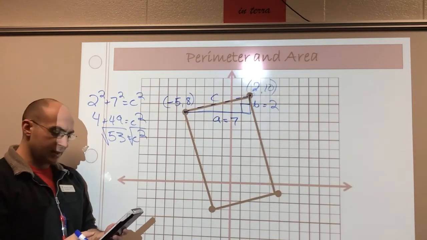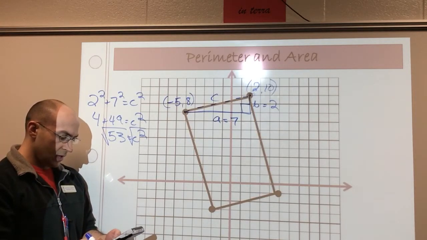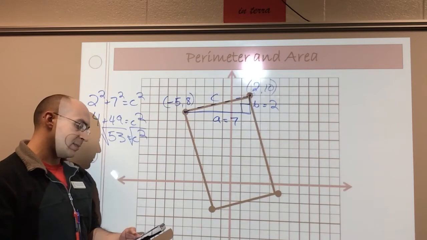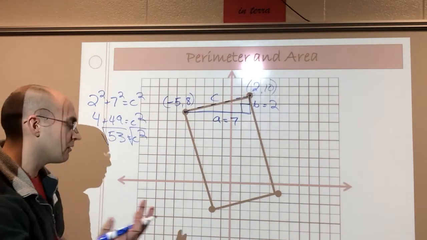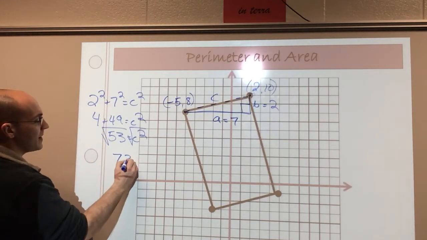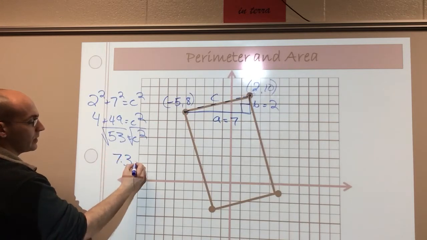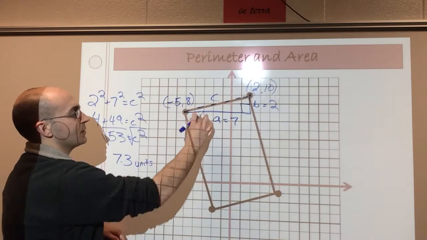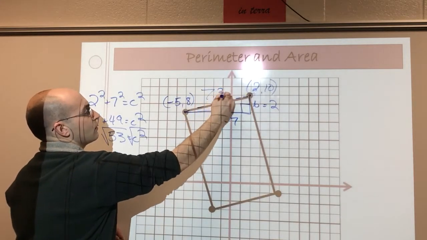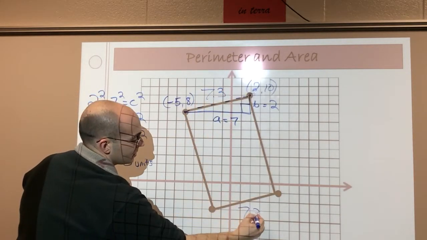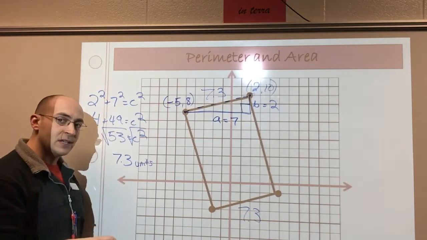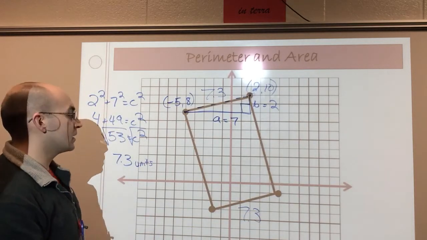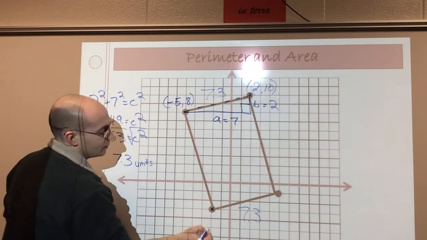And let's just round it to the nearest tenth to make it a little easier for ourselves. So the square root of 53 is going to be 7.3. Well, 7.28, but we're rounding to the tenth. So let's just make it 7.3, and we can just say that it's units. Okay? So this C hypotenuse is 7.3 units, which means that the bottom is also 7.3 units. Halfway done for perimeter.